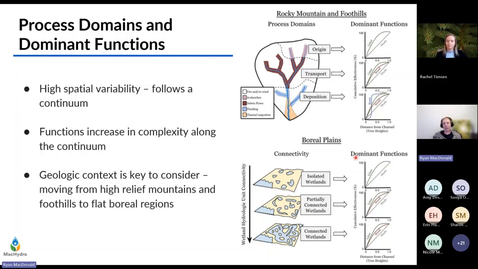So bank stability might not be as critical as in some of these more peatland and wetland dominated systems that are interacting with stream channels. But ultimately, we need to be accounting for this difference in geographic region when we think about riparian function. So the type of information that we're using can be slightly different.